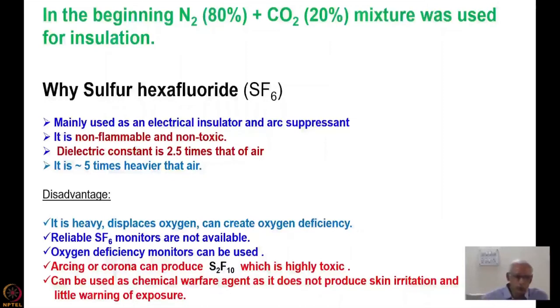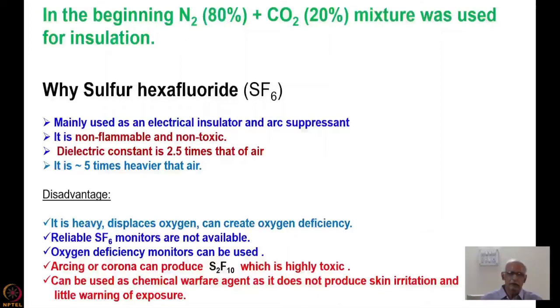That is because you can see the properties here, that the dielectric constant of SF6 is about 2.5 times that of air. That means nitrogen plus oxygen, carbon dioxide is nothing but air, slightly better than air. So the dielectric constant is about 2.5 times. And that is precisely the reason why, in the case of tandem accelerators or pelletrons, where SF6 is used, you can go to much higher voltages because of this dielectric constant.